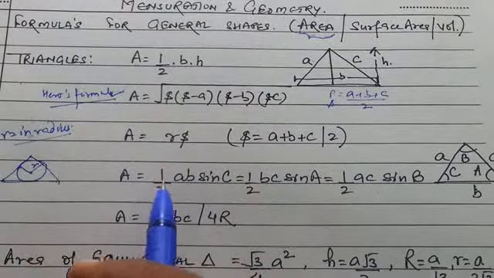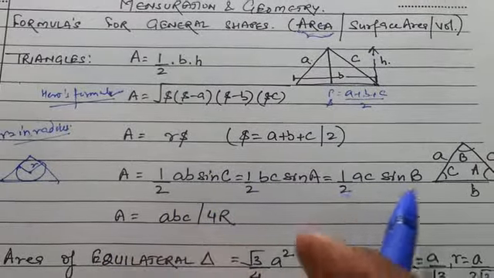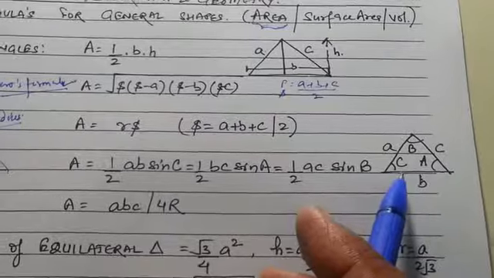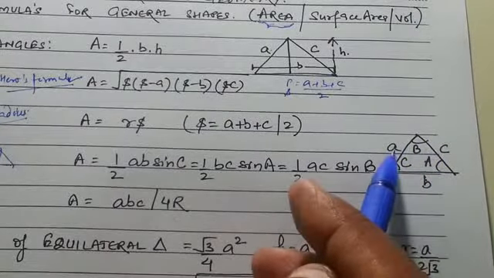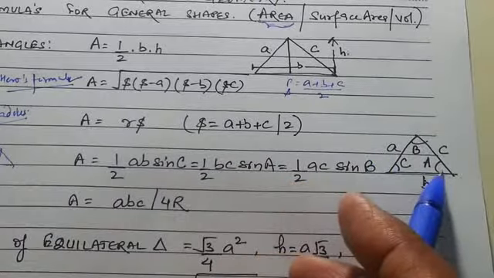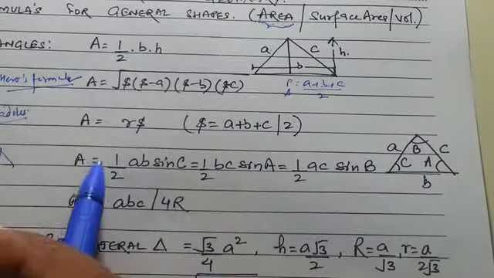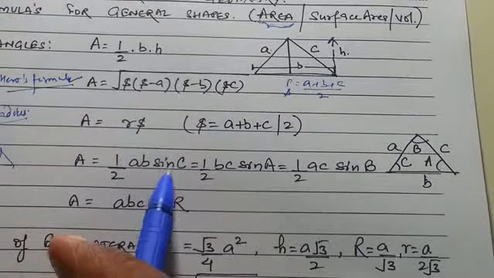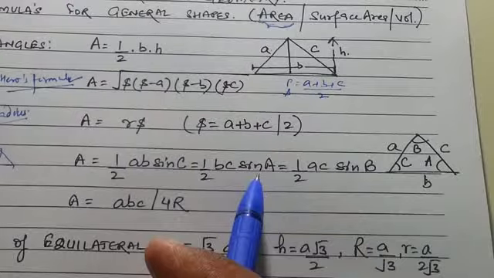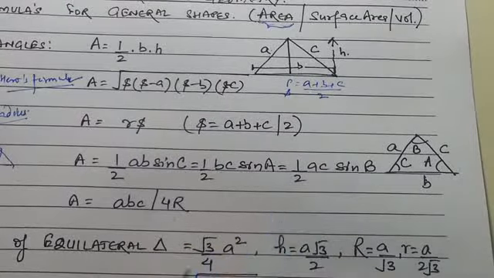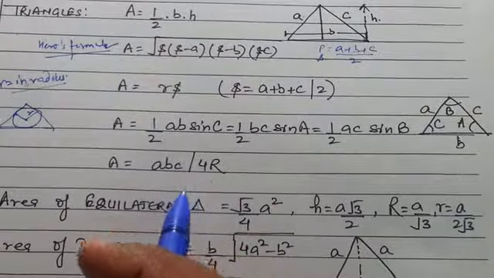And next is area in terms of the sides and the included angle. If we are having a triangle like this, we are having sides a, b, c. The angle opposite to side a is capital A, opposite to b is capital B and opposite to c is capital C. So area is equal to half ab sine C, where C is the included angle, half bc sine A, half ac sine B. Correct? Then again another formula in terms of circumradius.